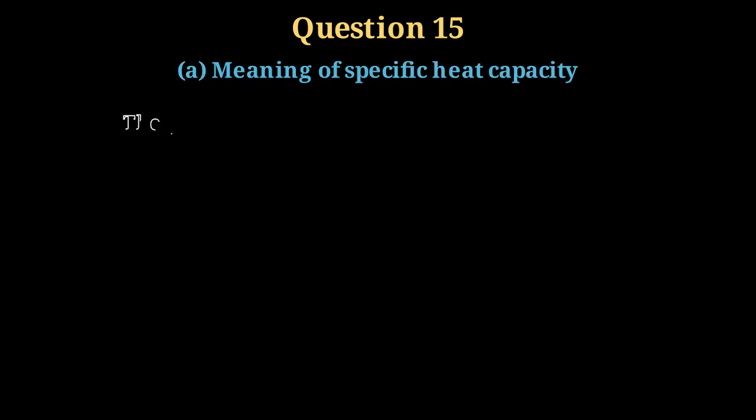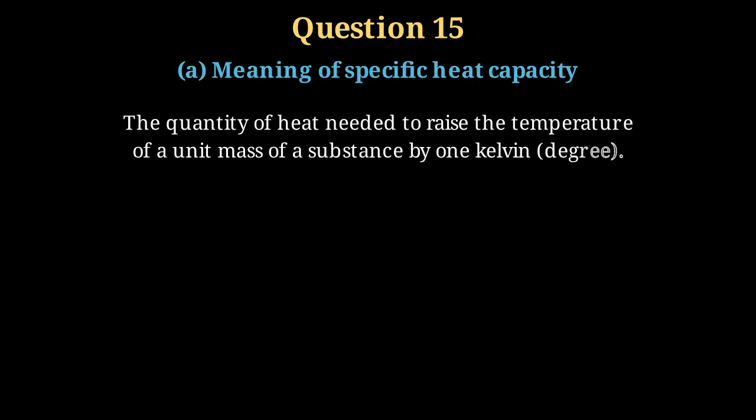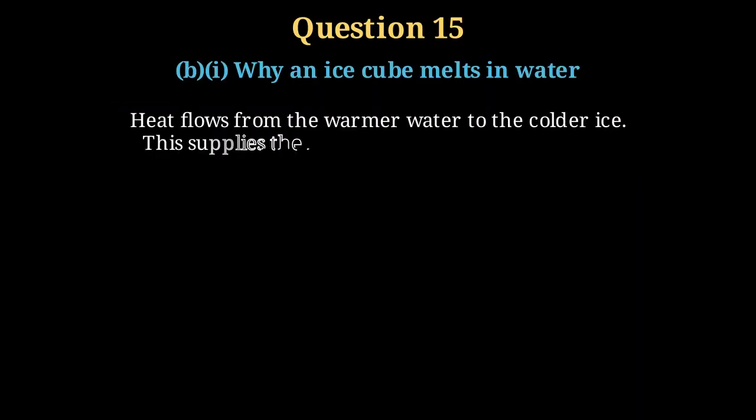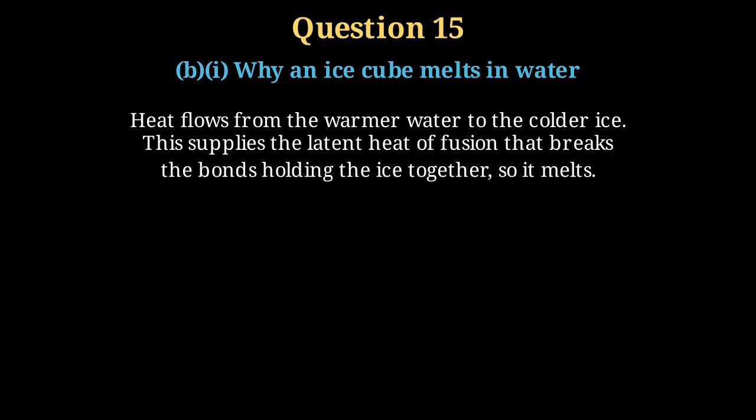Question 15 is all about heat. Let's take it part by part. Part A. Specific heat capacity is the quantity of heat needed to raise the temperature of a unit mass of a substance by 1 degree, or 1 Kelvin. Part B. 1. When an ice cube is placed in water, heat flows from the warmer water to the colder ice. That heat provides the latent heat of fusion, which breaks the bonds in the ice and it melts.